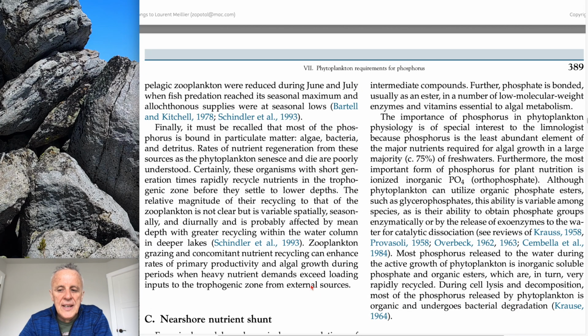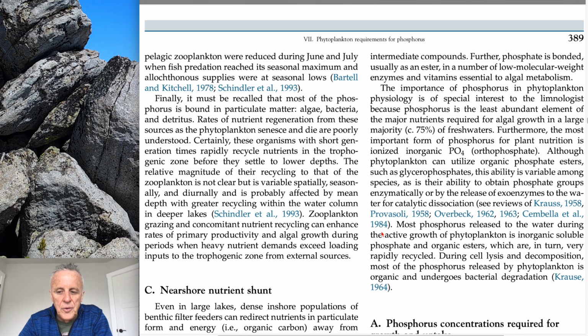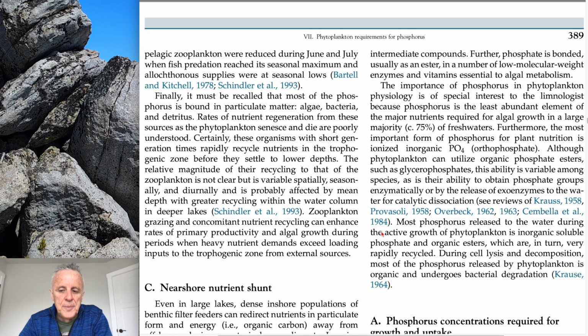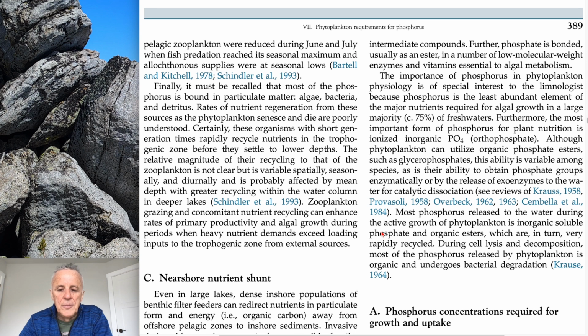Further, phosphate is bound, usually as an ester, in a number of low molecular weight enzymes and vitamins essential to algal metabolism. The importance of phosphorus in phytoplankton physiology is of special interest to limnologists because phosphorus is the least abundant element of the major nutrients required for algal growth in a large majority of freshwaters. Furthermore, the most important form of phosphorus for plant nutrition is ionized inorganic phosphate, or orthophosphate.